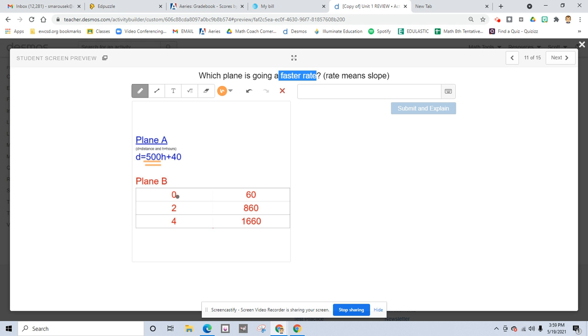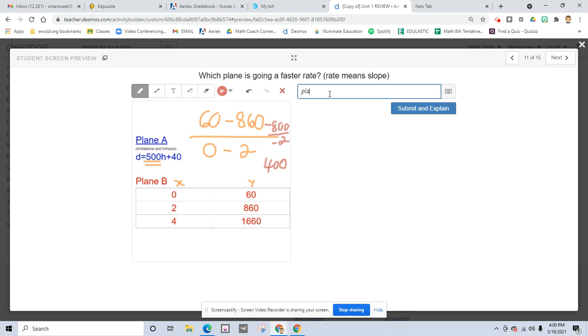How do we figure out plane B? Well, it's a table. This is X, this is Y. Go ahead and find the slope for me, please. You know how to do this. 60 minus 860. Why did I do that? Y minus Y over X minus X. If you finish it off, you're going to get negative 800 on the top, negative 2 on the bottom. You divide it, that's going to be positive 400. 2 into 800 is 400. So which plane's going faster? The one that's at 500. Plane A. Okay?